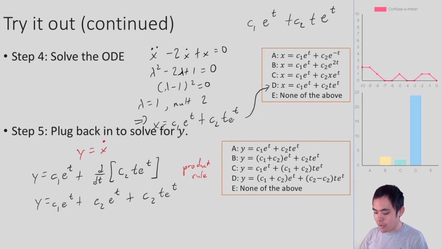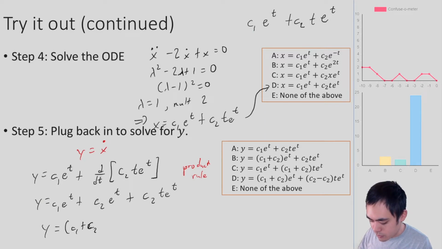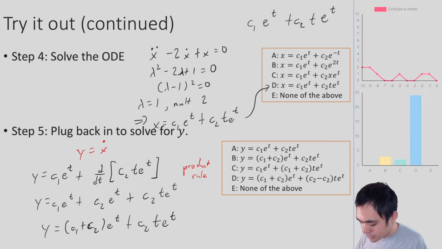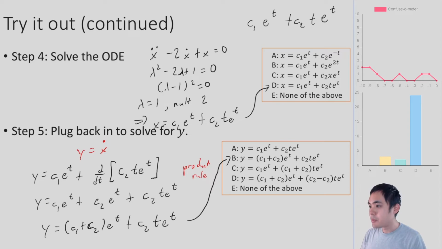And so we had the product rule, and now we can combine things together. So y is equal to c1 plus c2 e to the t plus c2 t e to the t. And so that gives you b here.